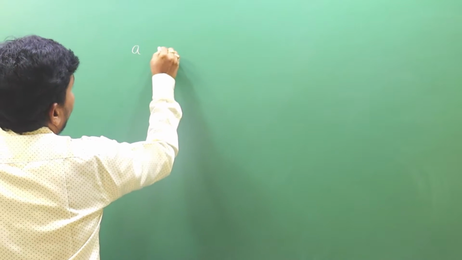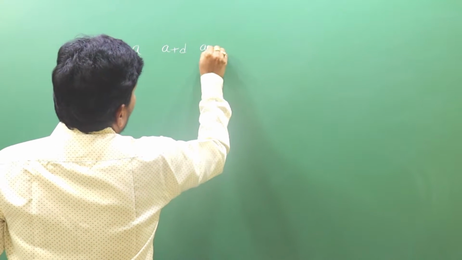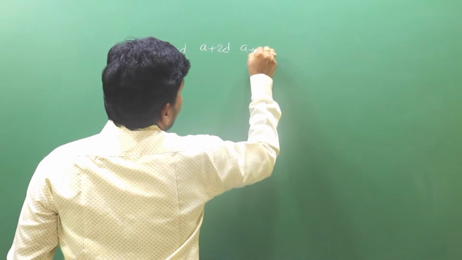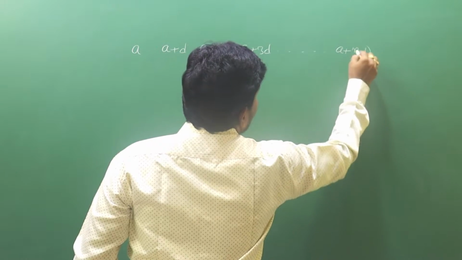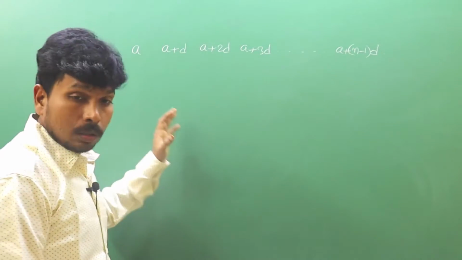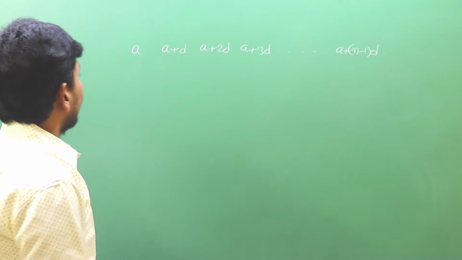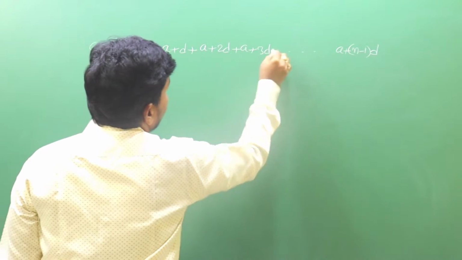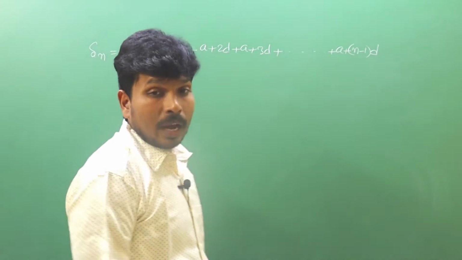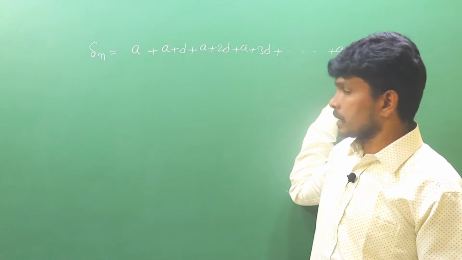Now we are discussing the sum of the n terms in AP. What are the terms in AP? Generally, what are the terms we are taking in AP? a, a plus d, a plus 2d, a plus 3d, and so on. What is the last term? a plus n minus 1 into d. These are the terms in AP. Now we have to find the sum of the n terms, which means you have to add all these terms and find their sum.